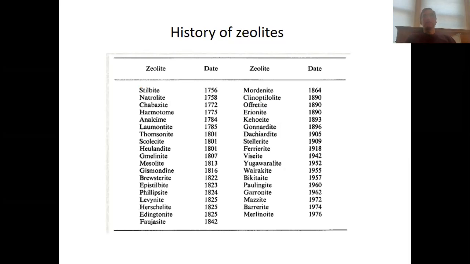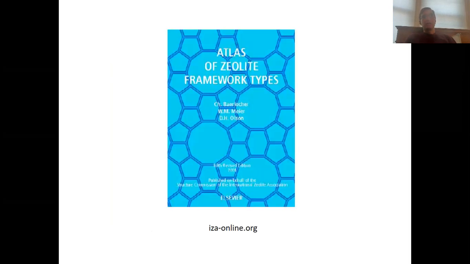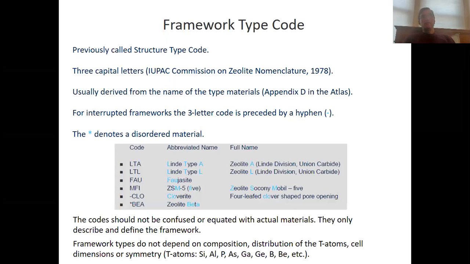a specific nomenclature for zeolites has evolved that orders these zeolites according to their structure, and this is documented in the so-called Atlas of Zeolite Framework Types. So in the following, I would briefly discuss how these zeolites are categorized in the Atlas of Zeolite Framework Types. So first of all, we need to define what we mean by a framework type.